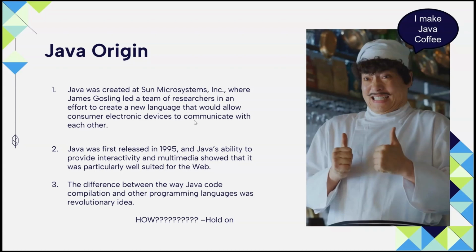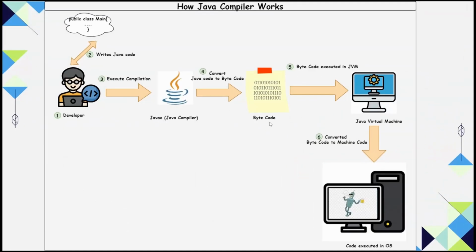In 1995, Java was first released and it was well suited for the World Wide Web because most of the World Wide Web had the Java applet program at that time. So, what is so different about Java code compilation, which was a revolutionary idea at that particular time? How? Hold your horses. Hold on.